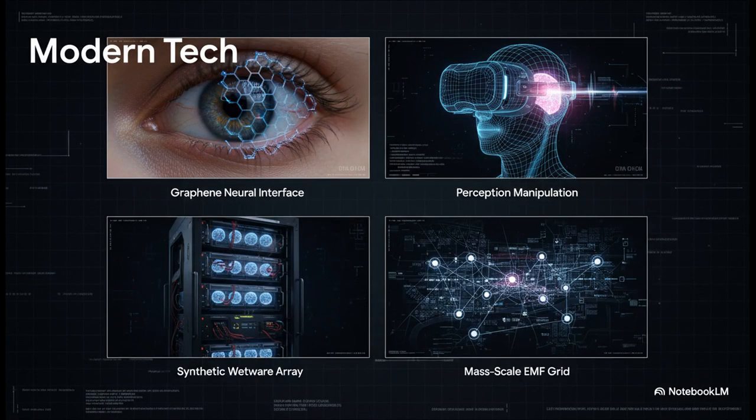Now, look at the modern tech. The methods are way more precise, but the objective is identical. We have graphene neural interfaces for a direct hardware link. We use virtual reality to manipulate perception and sensory input. We're building brain organoids as synthetic wetware. And we have EMF grids that can modulate the frequency environment for entire populations. See? The goal hasn't changed one bit. It's still about bridging consciousness and the field.